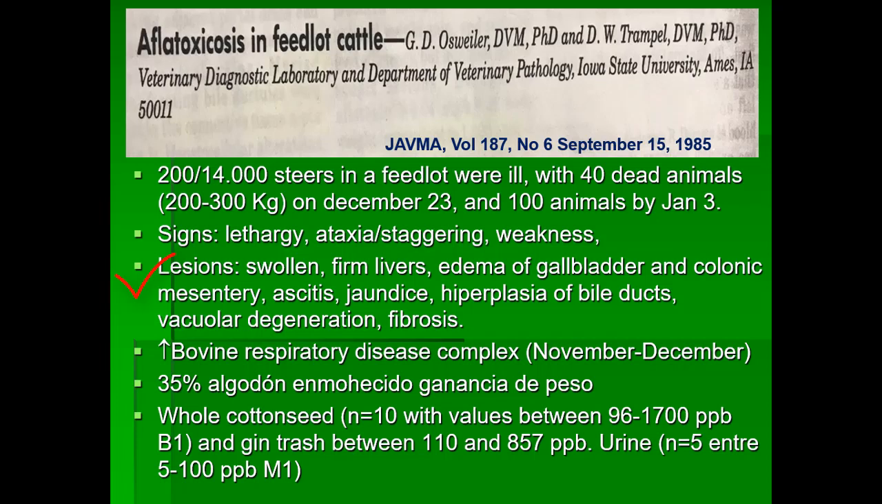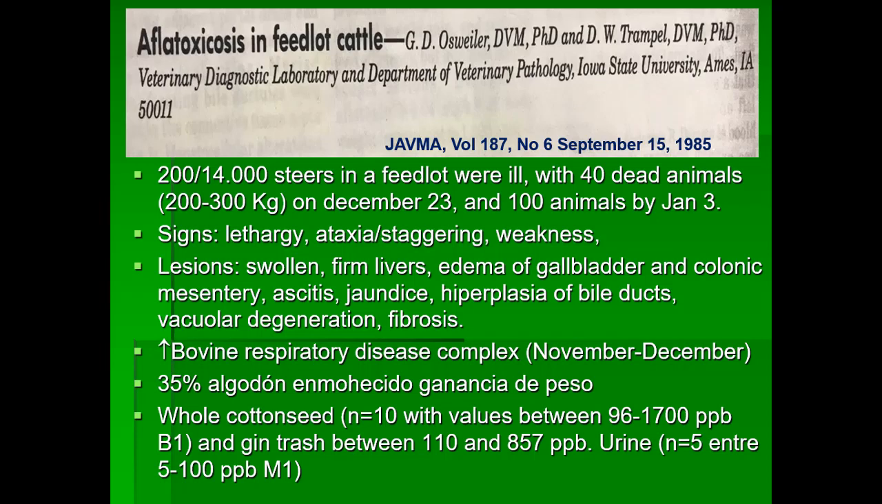They reported that 1 month earlier, there were quite a few animals with bovine respiratory disease complex, but when they did necropsy, they did not have any liver lesions. So only those that were necropsied after December 27 had liver lesions. They were feeding about 35% whole cottonseed, 35% corn, 19% gin trash, and 10% molasses.